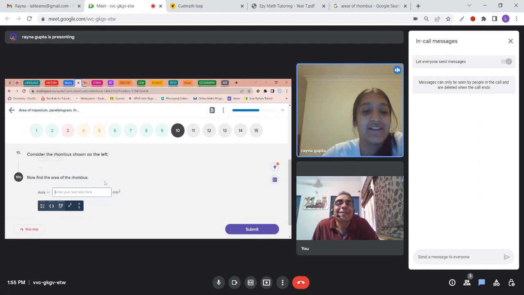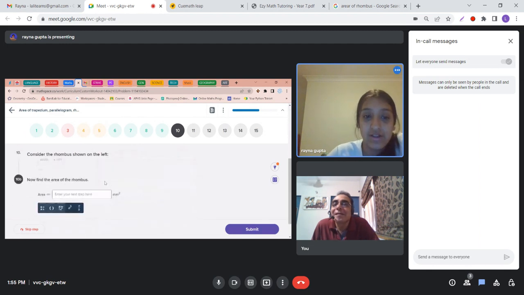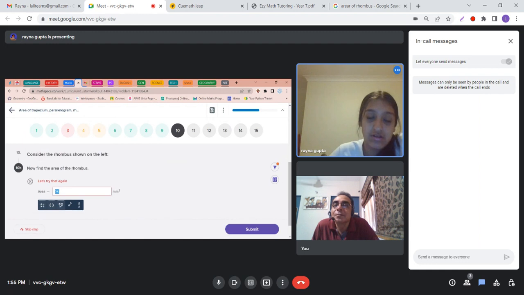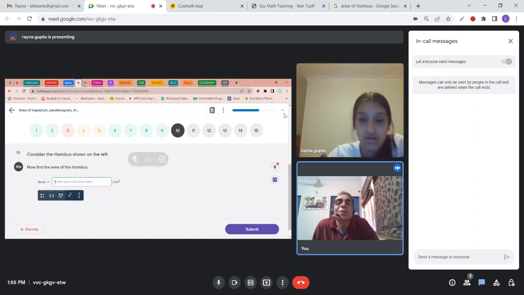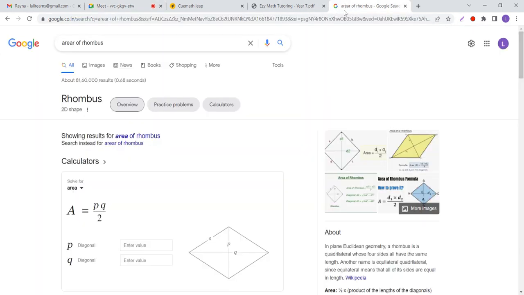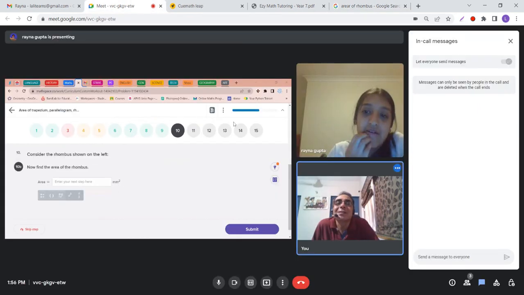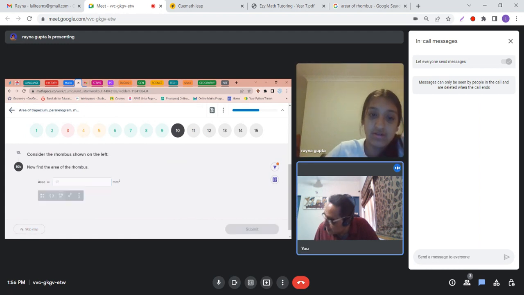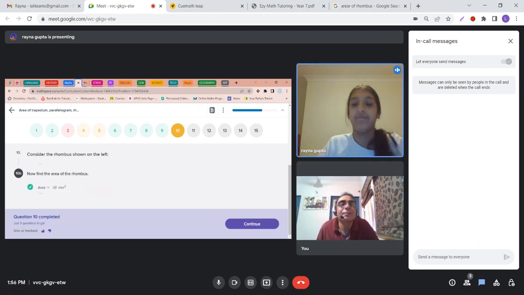So find the area of the rhombus. It will be 12 times 8, 96. Wait, what is the formula for the area of a rhombus? Oh, 0.5. Yes, that half factor you forgot. Half times the length of the diagonals, isn't it?